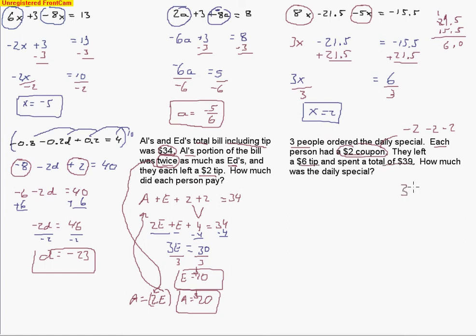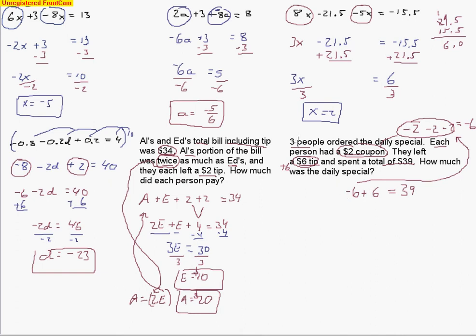So 39 is going to equal, and then they left a $6 tip, so that's a plus. So tip means that it's going to add to the total. But they each had a coupon, so notice that right here, this is going to equal -6. So that's where I'm getting that from. So this -6 came from those coupons that they all used. So these two will cancel each other out.